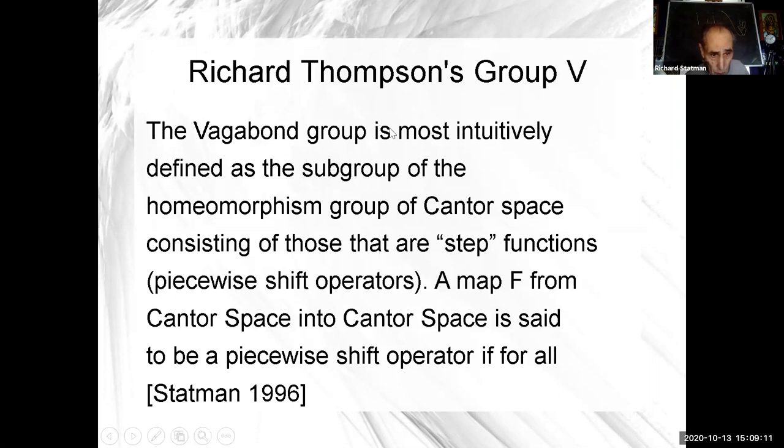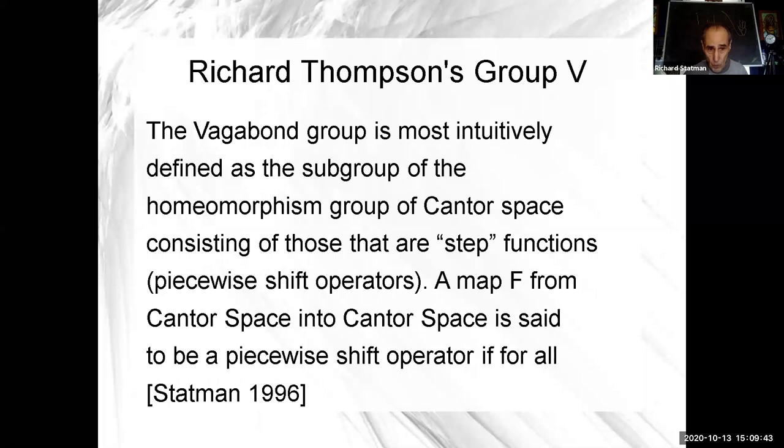Vagabond group is most intuitively defined as a subgroup of the homeomorphism group of Cantor space, consisting of those homeomorphisms that are step functions. I'll say what I mean. I have to put step functions in quotation marks because they're not exactly step functions. All right, so Cantor space, the set of infinite binary sequences, with the product topology, it's the Cantor space topology. It's a very discrete kind of topology. Not exactly discrete, it's a totally disconnected Hausdorff space. And the homeomorphism group of Cantor space, I'll be more specific about what these things are.